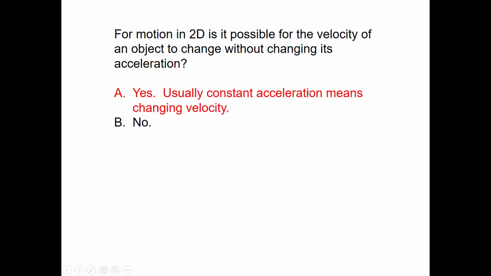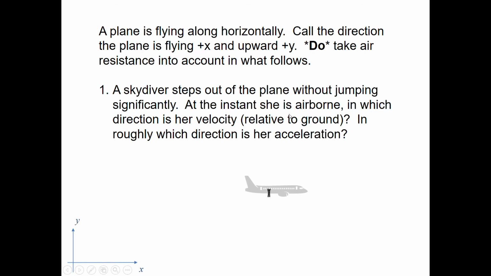Usually when you have constant acceleration, that means that the velocity is changing, right? So is it possible to change the velocity without changing the acceleration? I imagine I'm accelerating north constantly. Usually that means I'm changing my velocity. So yes, it's possible, right? I start at rest and then I head north faster and faster. My velocity is changing, but my acceleration could be constant. So it only sounds superficially contradictory.